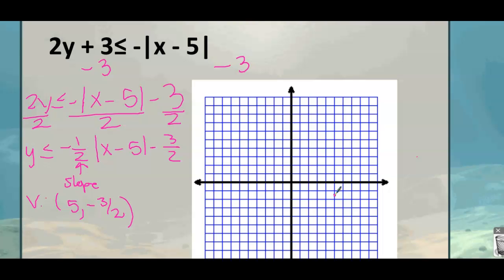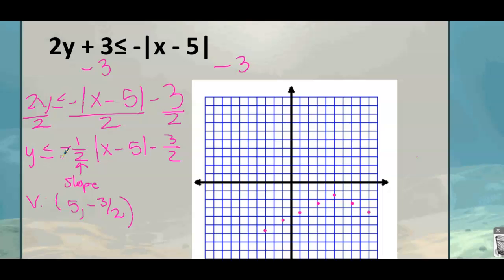So that negative tells me my graph is reflected, which means it's going to be open down. So you're going to go down 1 and over 2 from your vertex. You're going to go down 1 and over 2 from your vertex. So you're going to be in between each of those lines. Is this graph solid or dashed? Good. And my y values, once I simplified this, are less than or equal to.